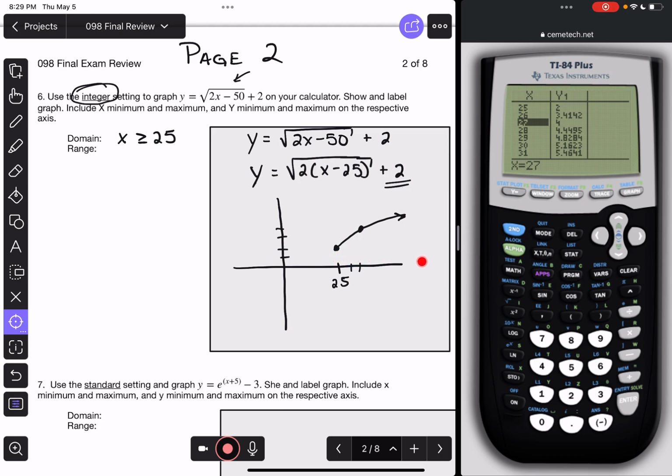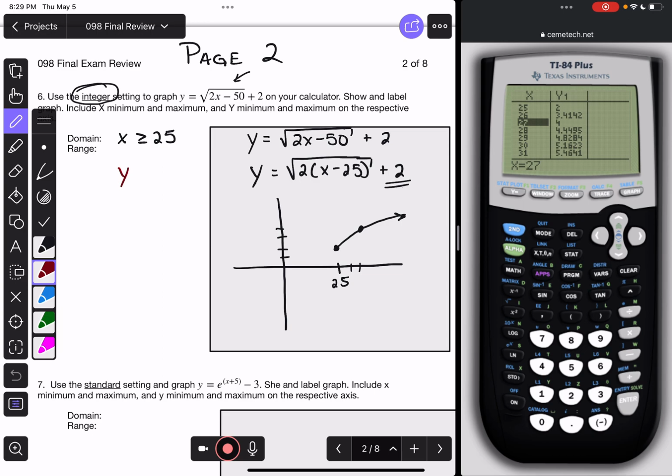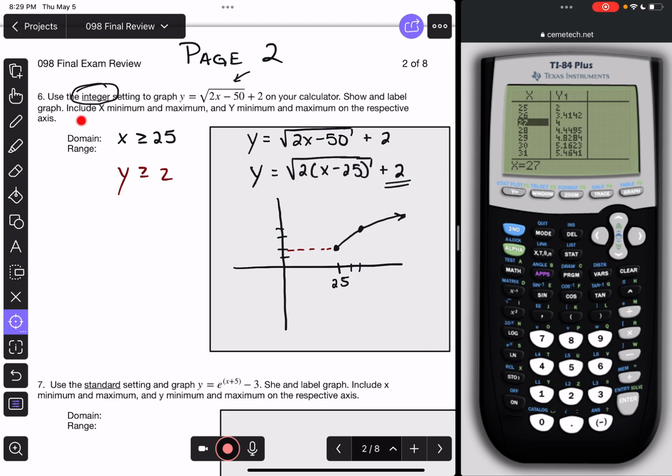And we're doing domain going to the right, and that's my x's greater than 25. My range is the y stuff, and that started at 2 right here. And so it goes up. So it's greater than 2. So really your domain answers this.